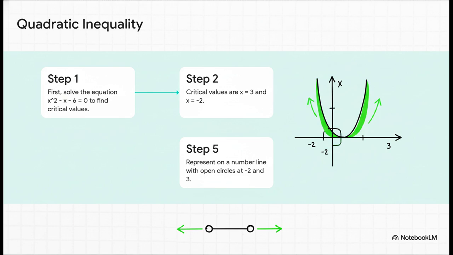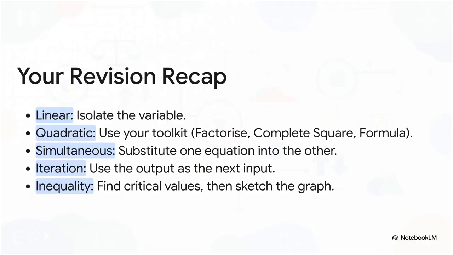Now for the vital part. You absolutely must sketch the graph. It's a positive x squared, so it's a U-shape that crosses the axes at negative 2 and 3. The question asks where the graph is greater than 0. What does that mean? It just means where is the curve physically above the x-axis? And from our sketch, we can clearly see that happens in two places. Way over to the right, where x is bigger than 3, and way over to the left, where x is less than negative 2.